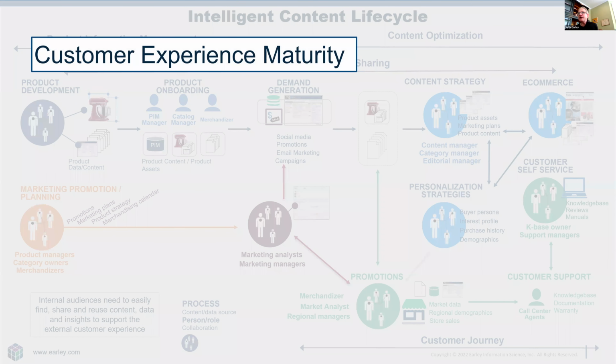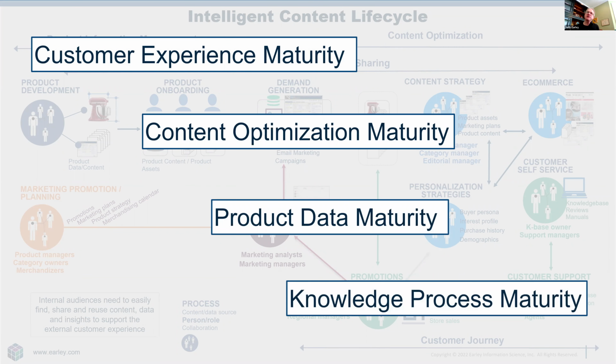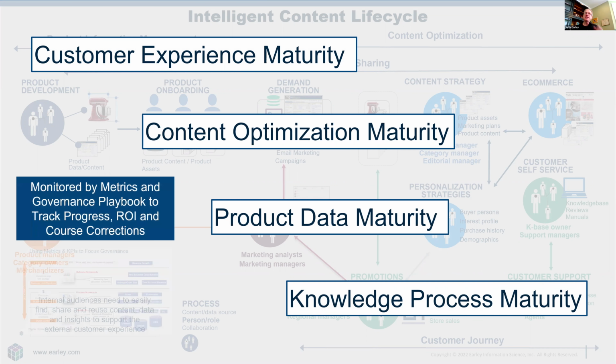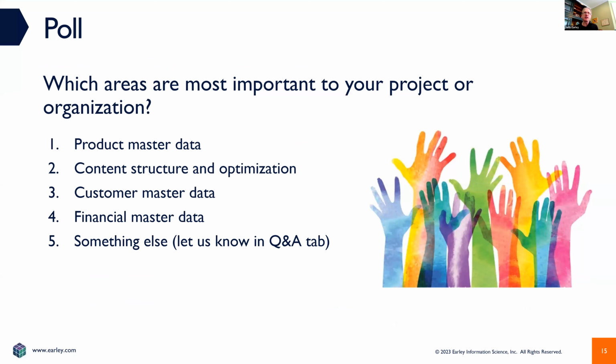So again, we need customer experience maturity. We need content optimization, product data maturity, and knowledge process maturity. We have maturity models for all these things. And then they're monitored by metrics and governance, to understand ROI and to understand course corrections. We'll get into that in a little more detail a little later.